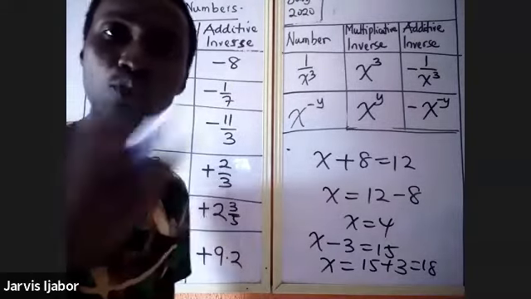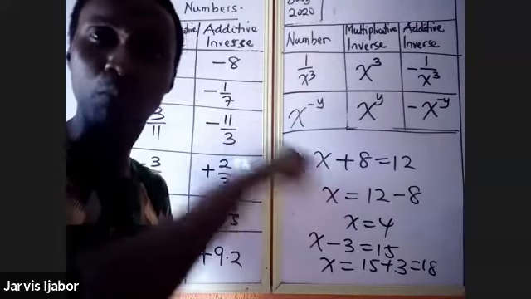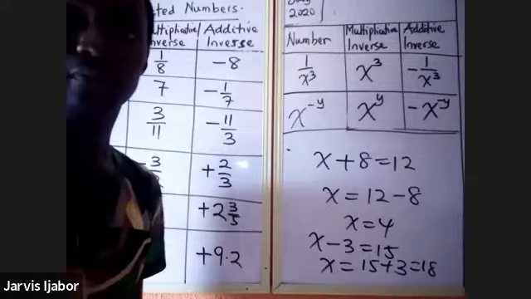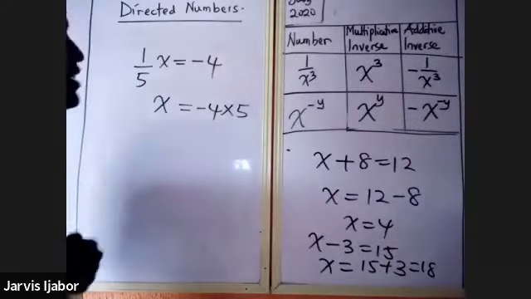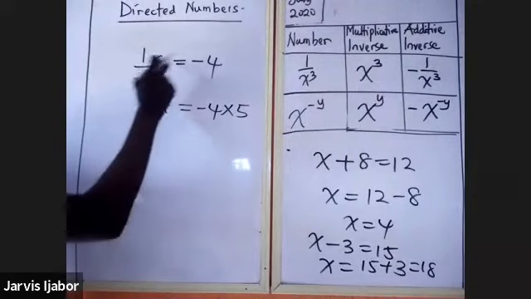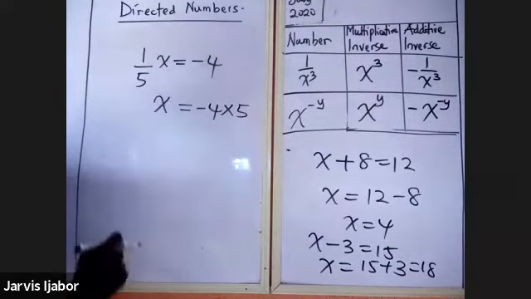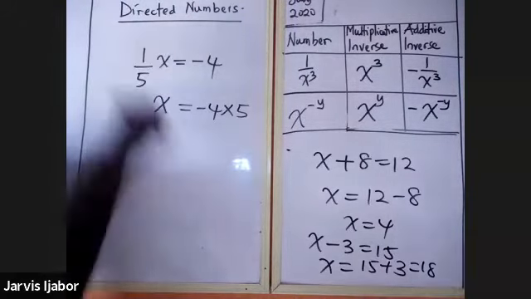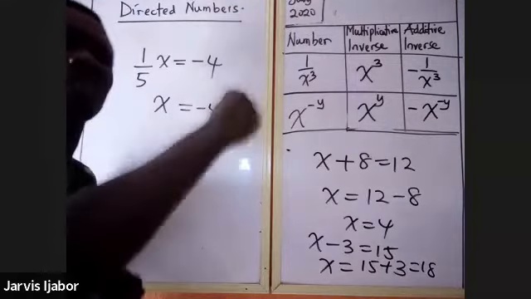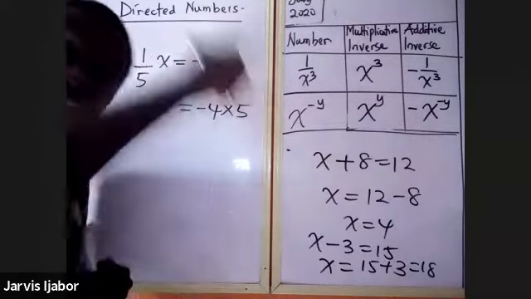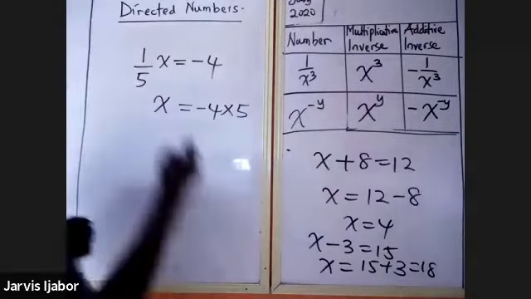equations. Now I'll do some on multiplicative inverse so we can strike a balance. So all those ones you are struggling with, it's just multiplicative and additive inverse they are playing with. So 1 over x equal to negative 4. So what will x be? X will simply be what? If I'm going to move this to the other side, I'm going to multiply by its what? Multiplicative inverse. The multiplicative inverse of 1 over 5 is simply what? 5. So x will now be what?